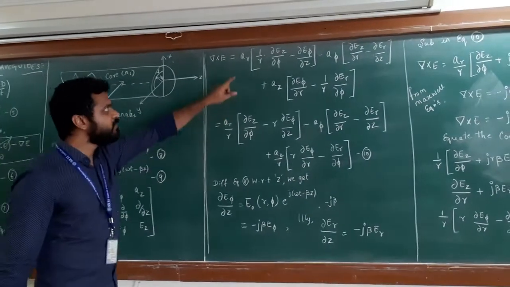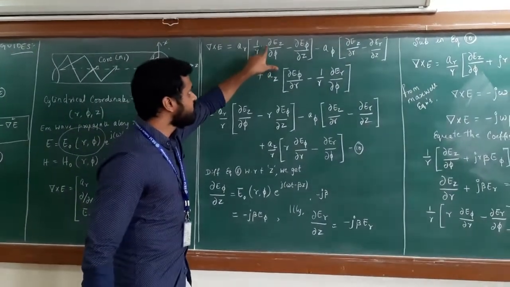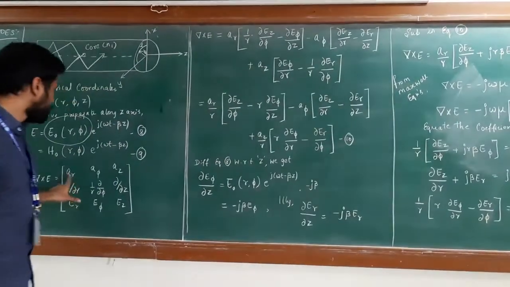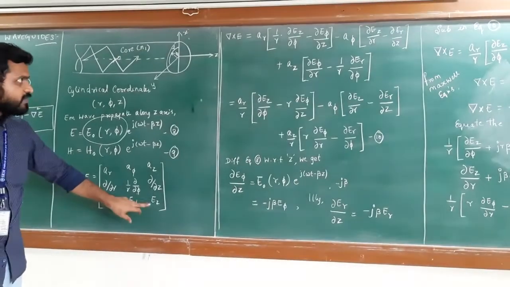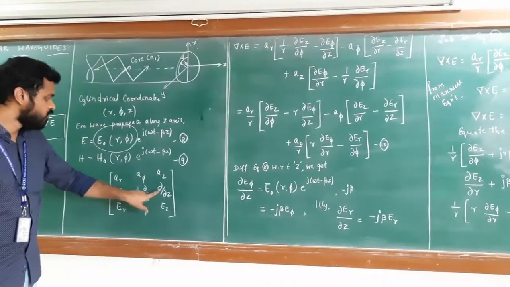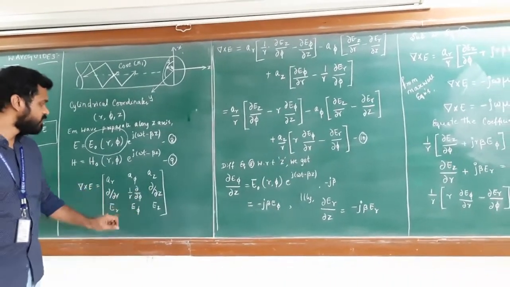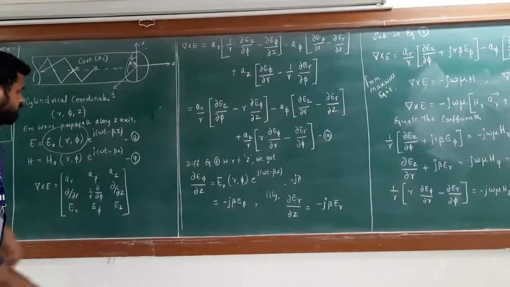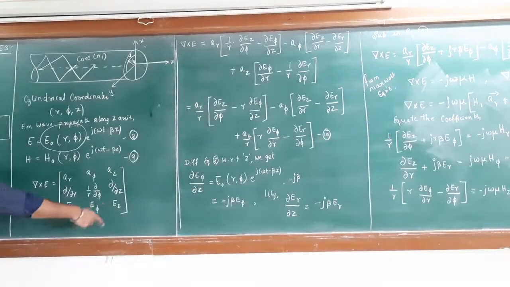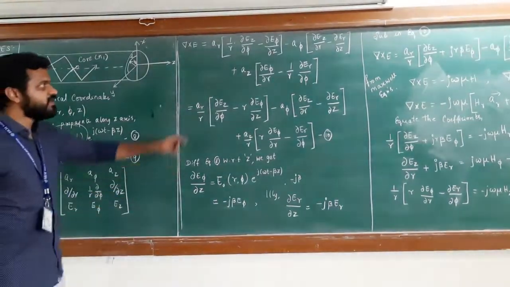So it's given by A R into 1 by R, dou Ez by dou phi. So A R into 1 by R, dou by dou phi of Ez, likewise minus dou E phi by dou Z. So minus A phi into, you can see over here. So I have done the corresponding matrix multiplication for the del cross E. So we will get this equation.